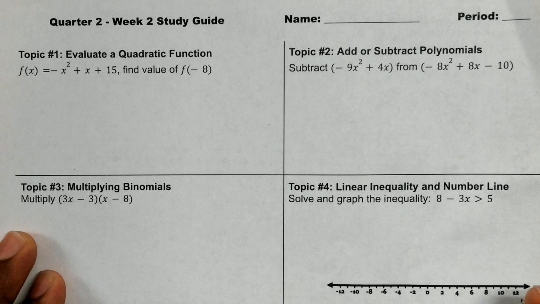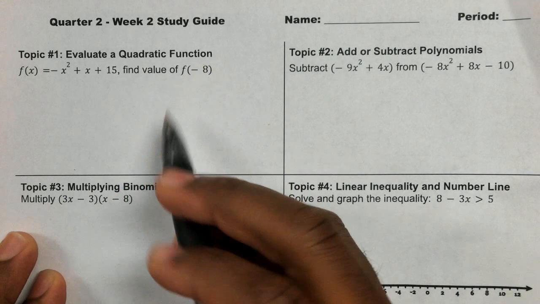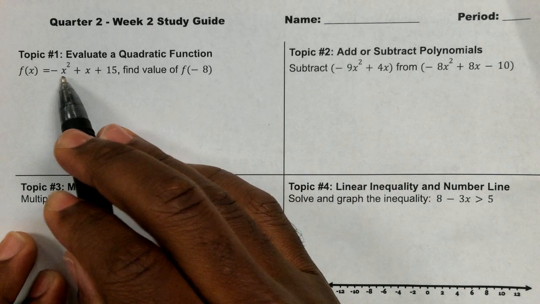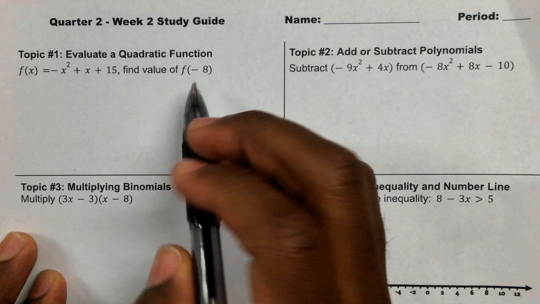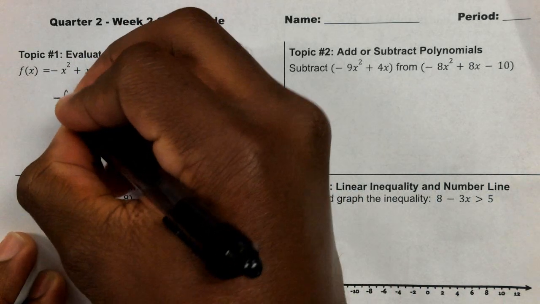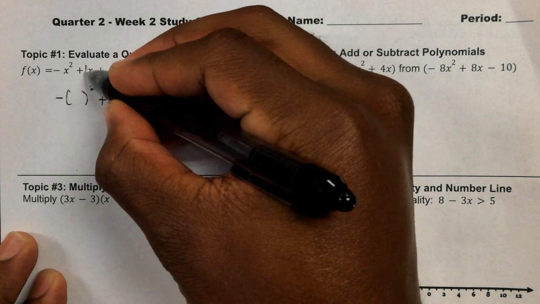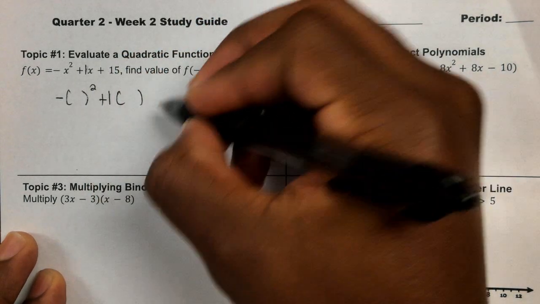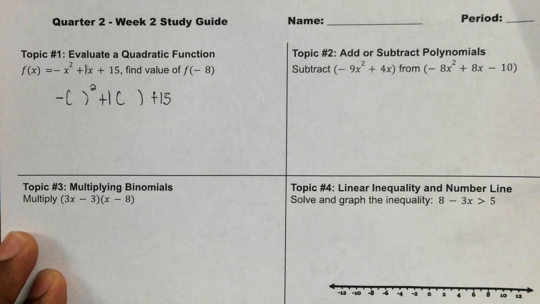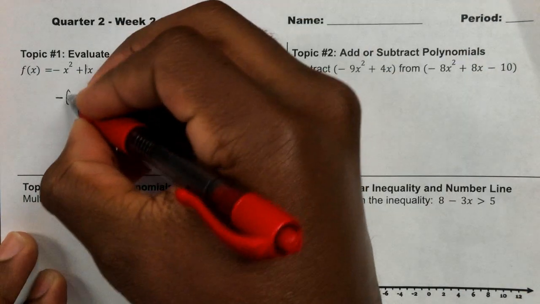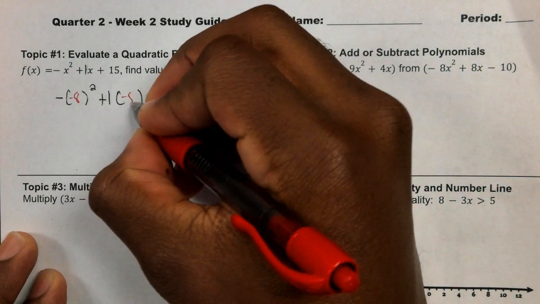Question number one wants us to evaluate this quadratic function. So all I'm going to do is that anywhere I see x, I'm going to replace it with parentheses, and inside of it I'm going to plug in the negative 8. So I'd have negative, parentheses squared, plus, in front of this x is a 1, so plus 1, parentheses, plus 15, and inside of that parentheses I'm going to plug in negative 8. So I plug in negative 8, plug in negative 8.